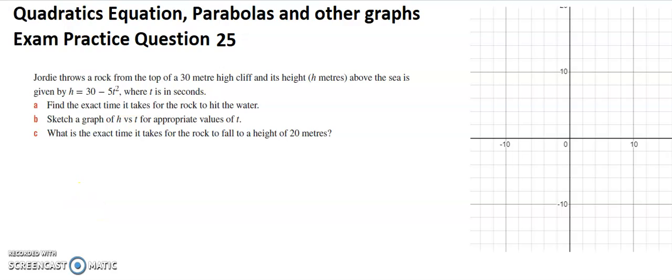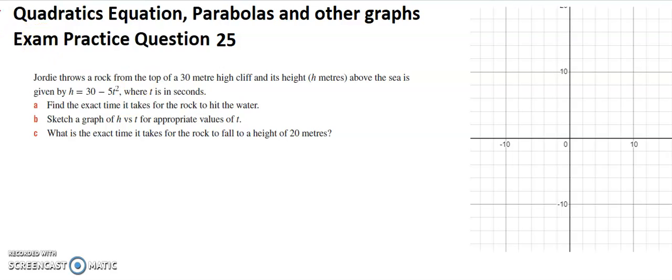Quadratics, equation, parabolas and other graphs, exam practice question 25. Geordie throws a rock from the top of a 30-meter high cliff and its height h meters above the sea is given by h equals 30 minus 5t squared, where t is in seconds.